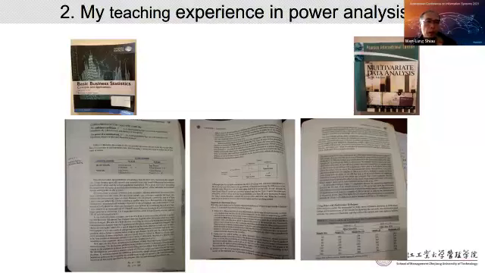So I go back to my teaching experience to find what the problem is. The left one is the Basic Business Statistics, which I use as a textbook. The right one is Multivariate Data Analysis.